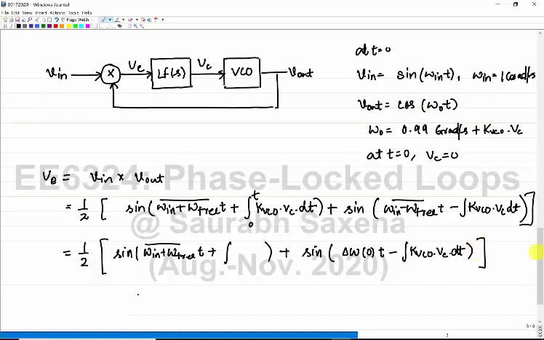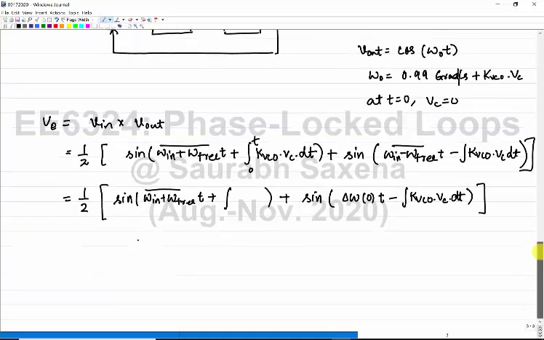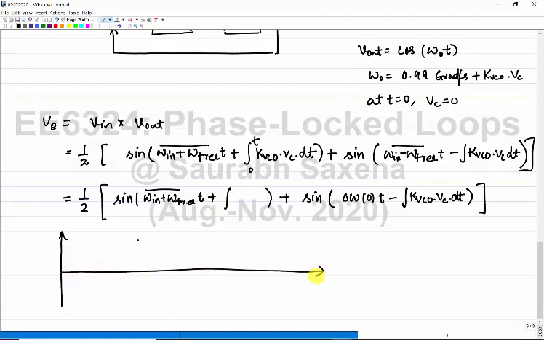Okay, so this is what our V error is at the beginning of the PLL. And what do you see in this V error? If you just think about it, this particular V error is going to have two sine waves, one which is quite high frequency, which is going to be 2 gigahertz to begin with. Just think about it initially, what is going to happen.